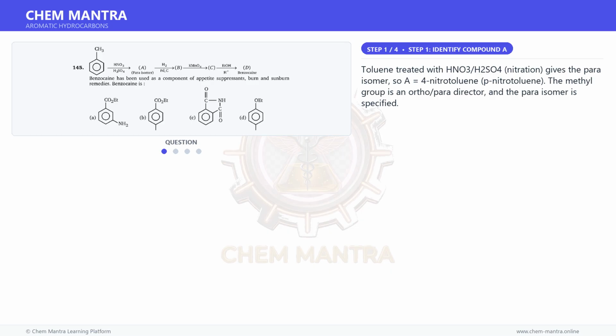Toluene treated with HNO3/H2SO4, nitration, gives the para isomer, so A is equal to 4-nitrotoluene, p-nitrotoluene. The methyl group is an ortho-para director, and the para isomer is specified. Moving on to the next step.